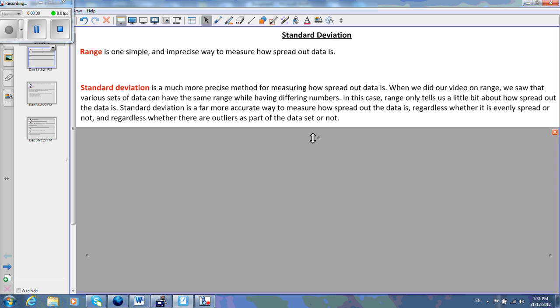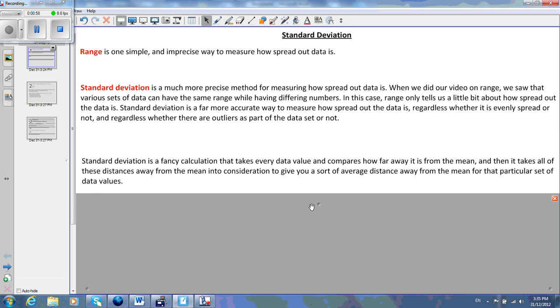When we did our video on range, we saw that various sets of data can have the same range, but have different numbers. In this case, range only tells us a little bit about how spread out the data is. Standard deviation is a much more accurate way to measure the spread of data, regardless whether it is spread evenly or not, and regardless whether there are outliers as part of the data set or not.